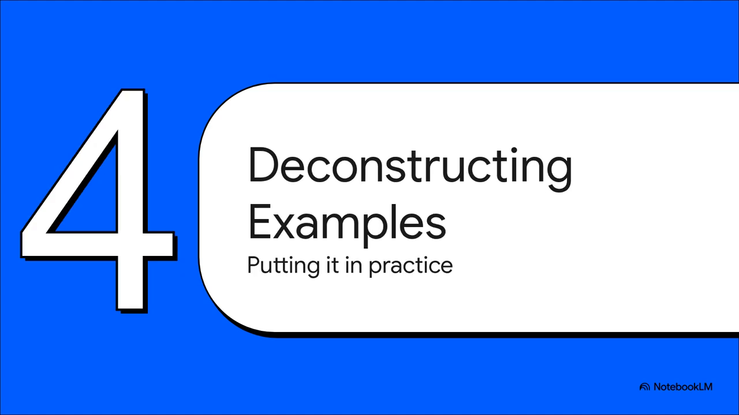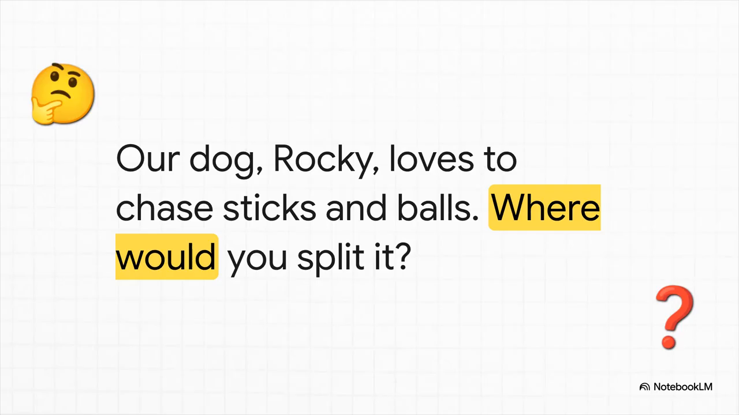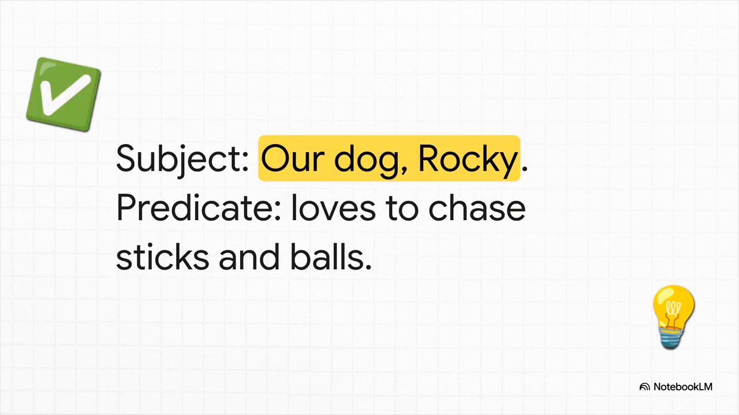Okay, so theory is great and all, but let's actually see this blueprint in action. We're going to apply these ideas now and deconstruct a few sentences, and we'll start with our original example. And we're back to Rocky, so before I show you the answer, just take a quick guess. Where would you split this sentence into its two main parts? What is it about, and what is happening? And boom, there it is, the subject. What the sentence is all about is our dog, Rocky. That's our who. And the predicate, what Rocky actually does, is he loves to chase sticks and balls. See that? A perfect split. The who and what they do.